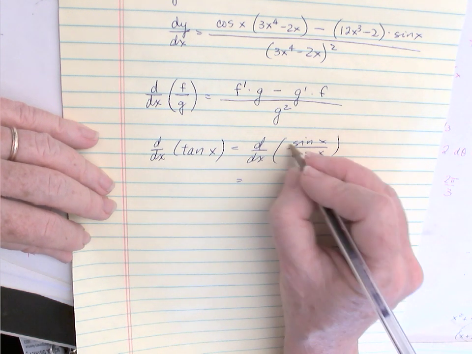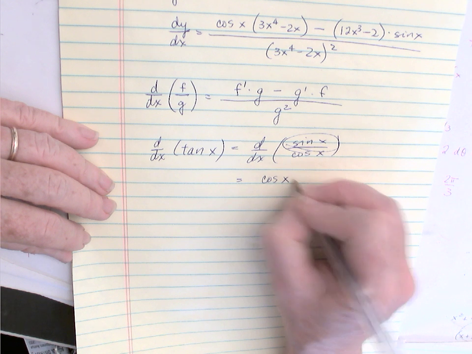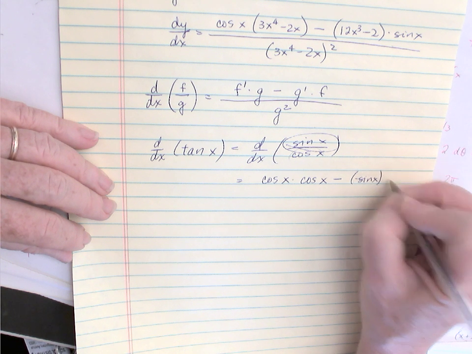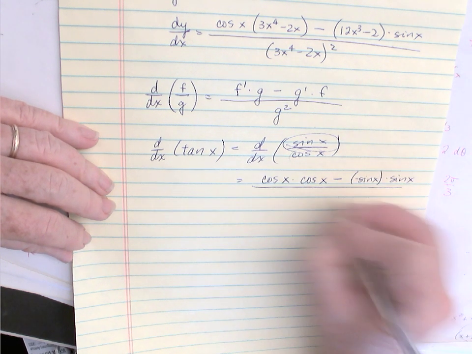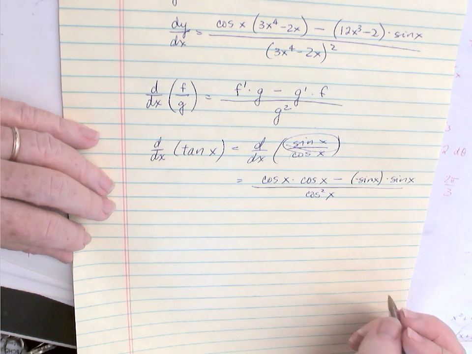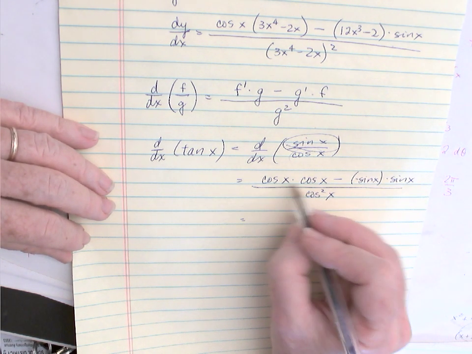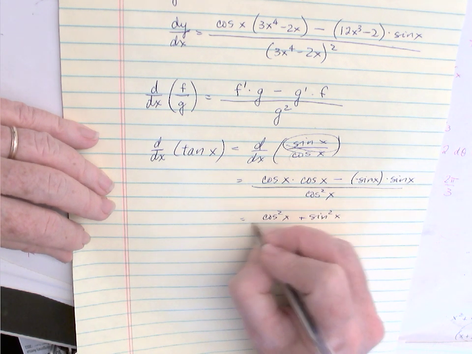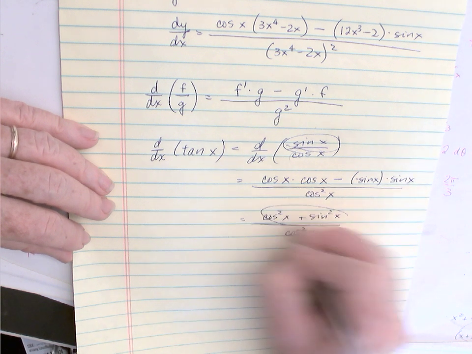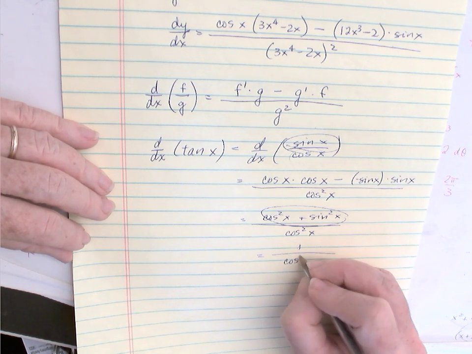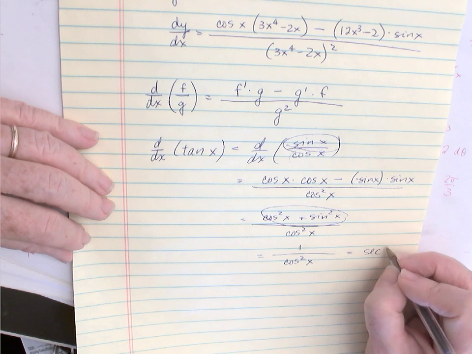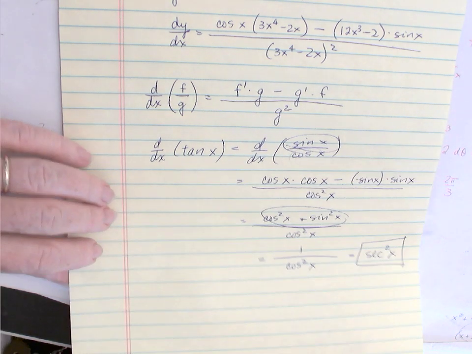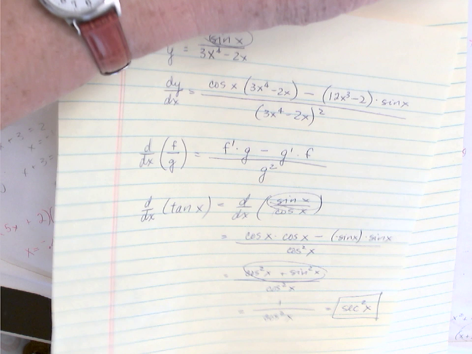So this is going to be the derivative of the top times the bottom minus the derivative of the bottom times the top all over the bottom squared. Well, let's take this a little bit further. What we end up with is cosine squared x plus sine squared x, which we have seen multiple times over the year. I'm going to write that as 1 over cosine squared x. So it turns out that the derivative of tangent of x is secant squared. The derivative of tangent is secant squared, and that's something else that you can memorize.